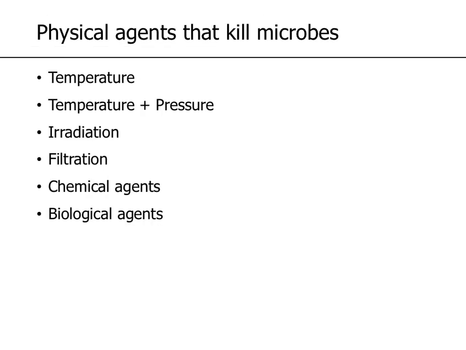Some of the things that we can use to actually kill microbes are temperature, combinations of temperature and pressure, irradiation, and filtration. We kind of talked about filtration when we were talking about the discovery of viruses. They knew that you could capture the microbes with these different size filters. So that's what filtration is referring to. We have chemical agents and even some biological agents to kill.